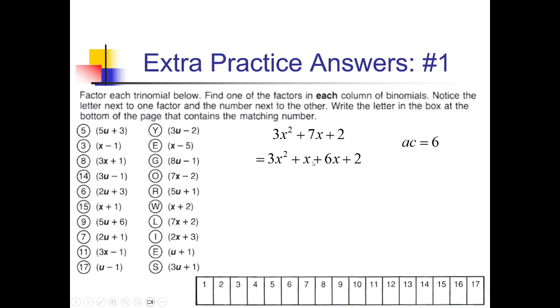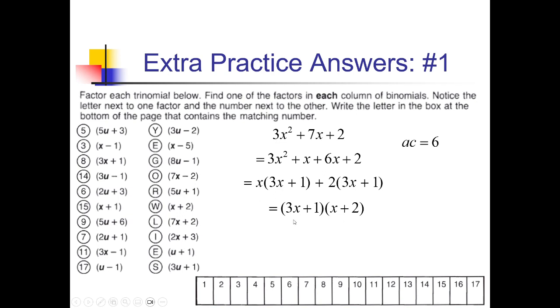So looking at my first 2 terms, we can take out an x from both of those. So that leaves me with 3x plus 1. And for my last 2 terms, I can take out a 2, rather, from 6 and 2. So that'll give me a 3x plus a 1. I've got 3x plus 1 for both of those, so I can take that out as a common factor. And then the leftovers, x plus 2, go in my other parentheses. So I've got these 2 factors.